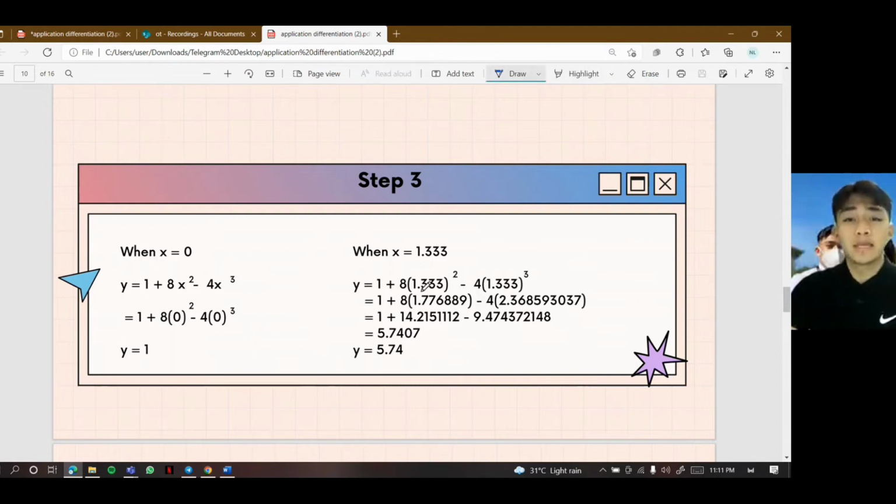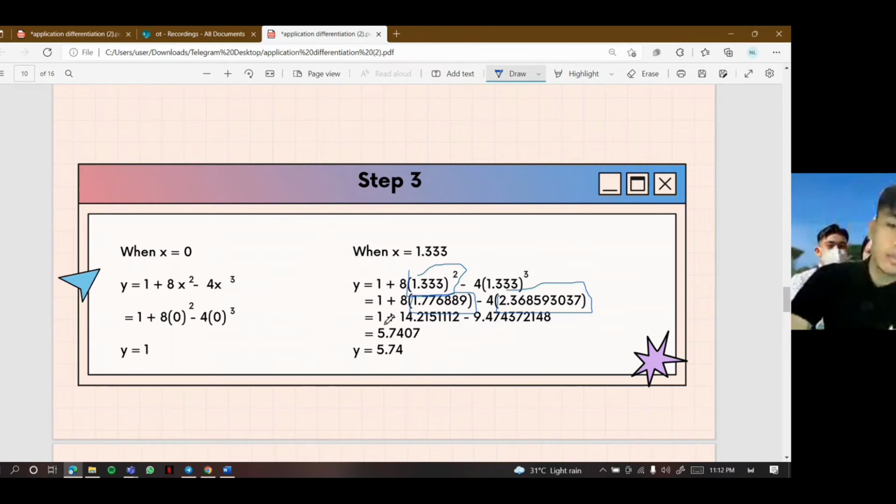Where did we get this? Answer is because we do this one. Then we got this same as this one. 1.33 cube equal the same as 2.33336 equal same as 2.36 at 593037.